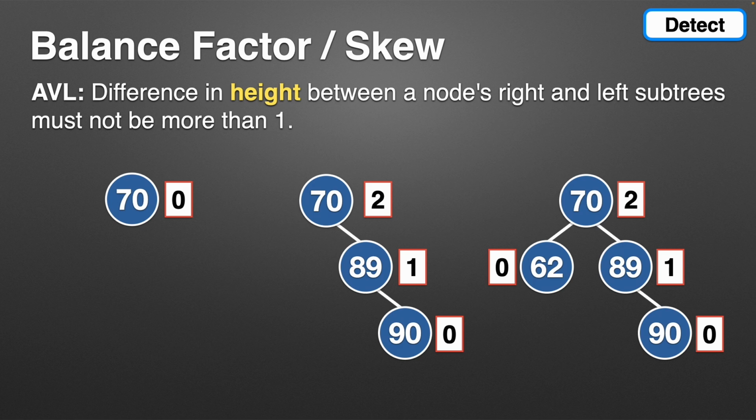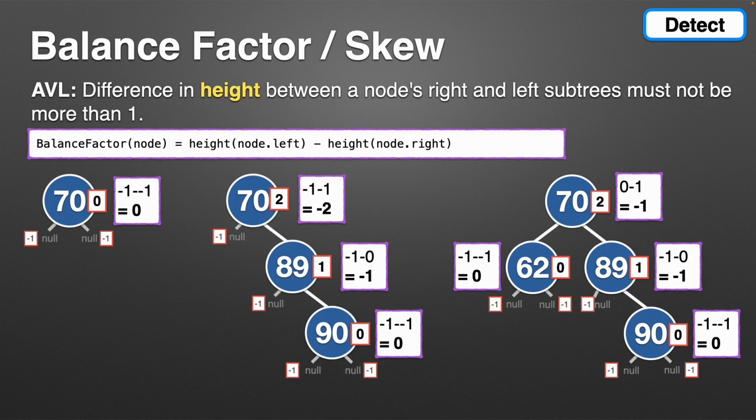Okay, so here are our heights. Now let's calculate this balance factor or skew factor. To calculate that, all we're doing is the height of the node's left child minus the height of the node's right child. This is a convention that we're going to use: left minus right.